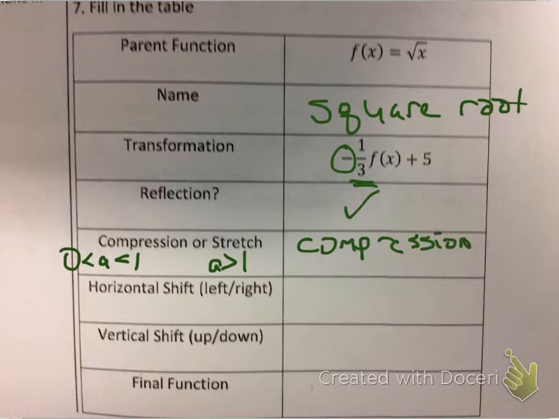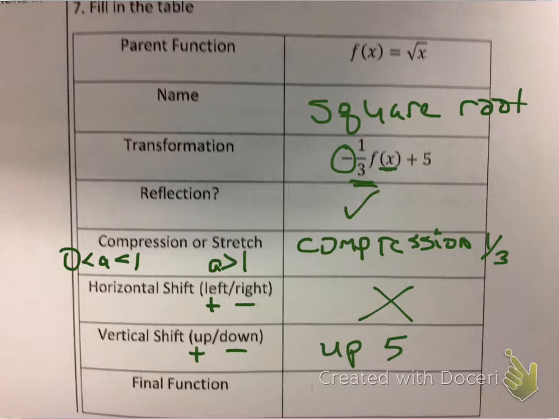My handwriting's horrible sometimes, well, more times than not, but anyways. Horizontal shift left and right, you'd have to have a number inside the parentheses, so that doesn't happen. Up, down, we go up 5 because an up is a plus, a down would be a minus. Remember, on the horizontal shifts, a left means we had a plus, a right means we had a minus. So a minus makes us go to the right, a plus makes us go to the left.